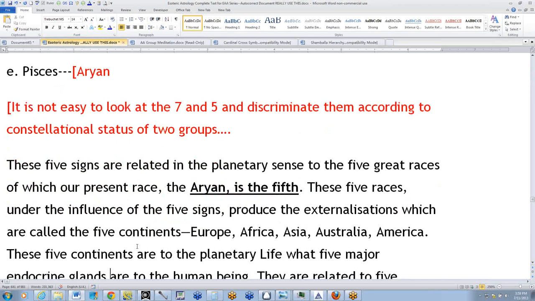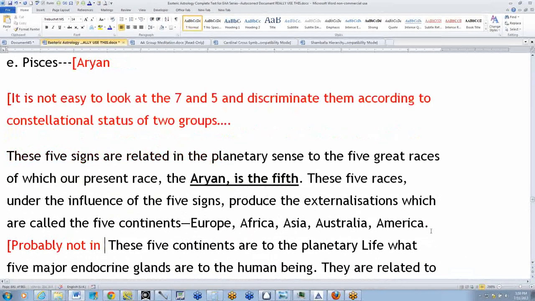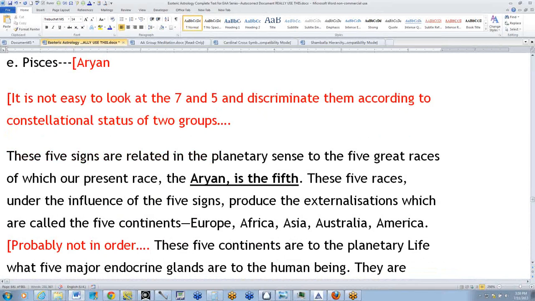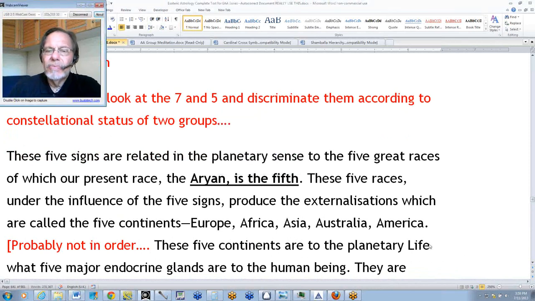These 5 races, under the influence of the 5 signs, produce the externalizations which are called the 5 continents: Europe, Africa, Asia, Australia, and America. Probably these are not in order. I'm remembering where he says, he says America was the center of the old Atlantean continent, and Europe seems very much Aryan to me, and Australia quite Lemurian.